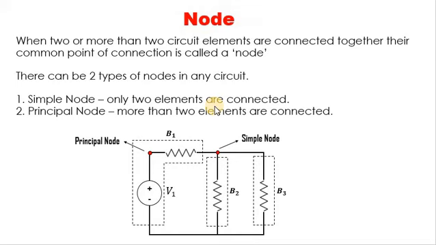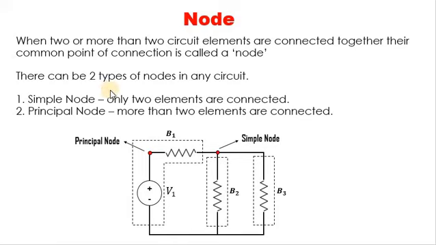Now coming to the next topic, which is the node. So what is a node? When two or more circuit elements are connected together, their common point of connection is called a node. For example, this voltage source V1 and this resistance are connected with each other, okay, and their connection point is this. So this point here is considered a node.